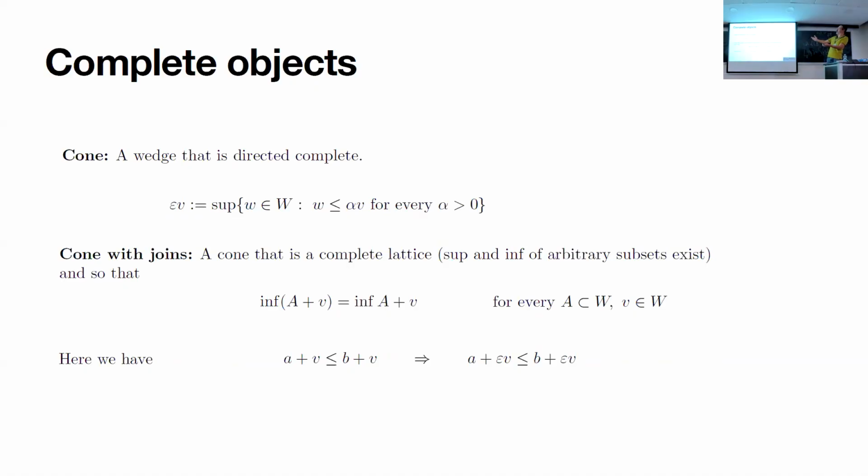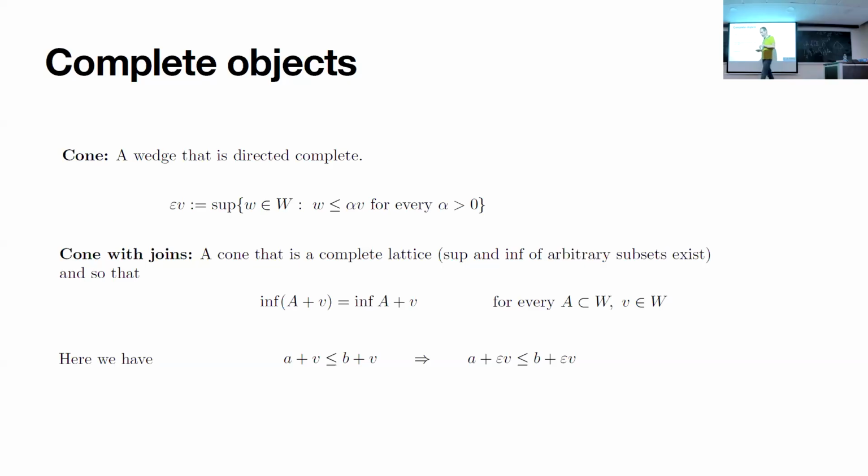Then, what's the natural complete class of objects? Well, the natural one is a cone, so a wedge, which is also directed complete, where suprema of directed sets exist. And much like in the theory of ordered vector spaces, complete lattices also play a role. So a cone which is also a complete lattice, so suprema and infima exist and the infimum behaves well with the sum, deserves a special name, and we call them cones with joints. In this complete setting, there is quite a nice thing that you can do.